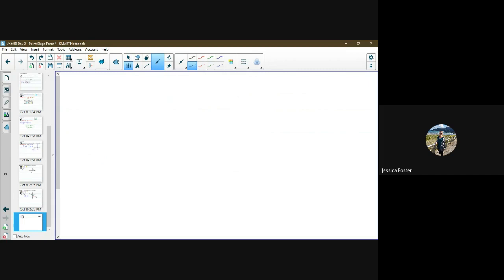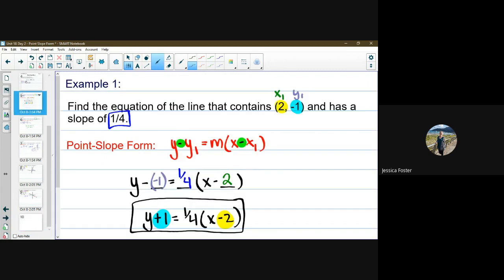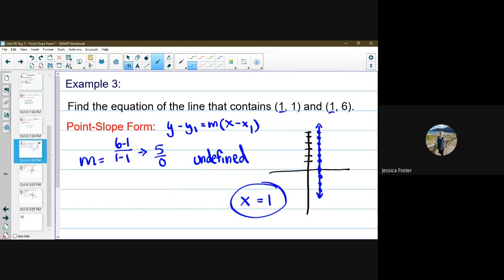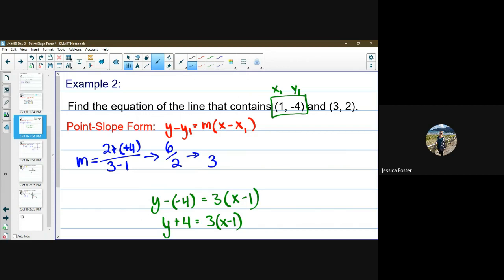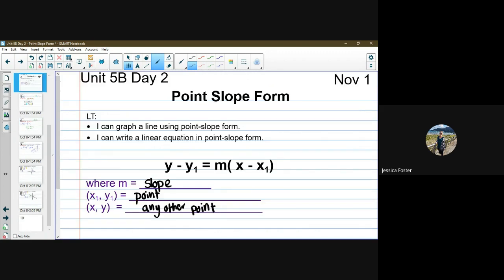All right, that's it for today. Your homework is on Delta Math. Please make sure that you are showing your work just like we did here of identifying the slope and the points. And then also anytime you need to find slope, make sure that you are actually showing your work right here as you find your slope. Unit 5B, day 2 is your homework assignment for today.